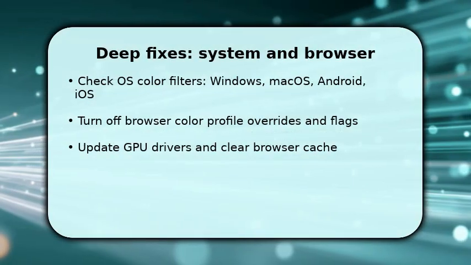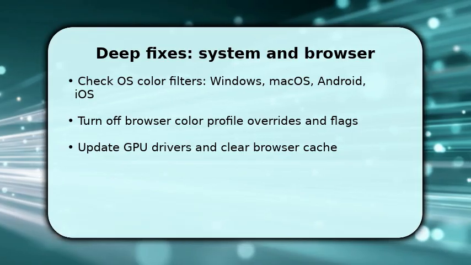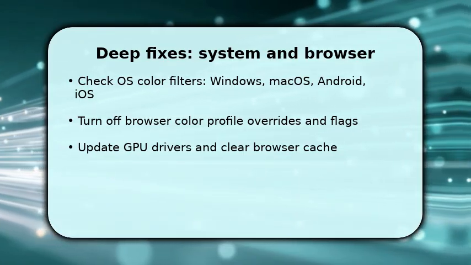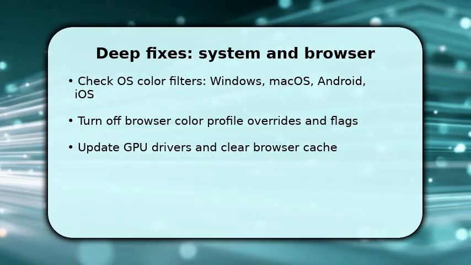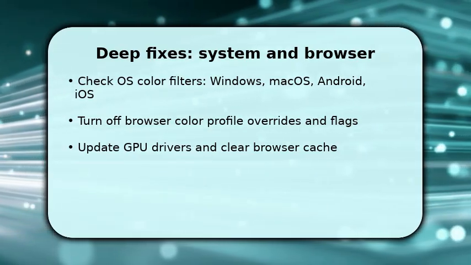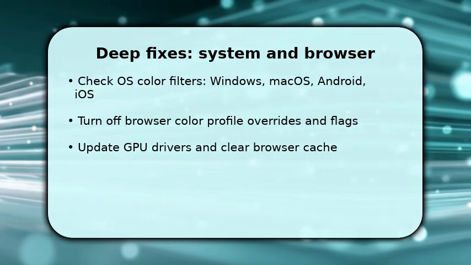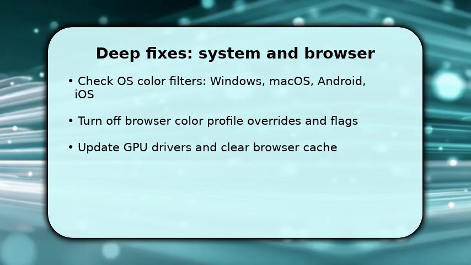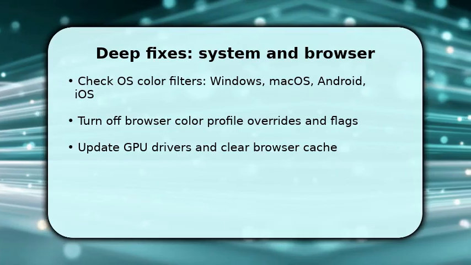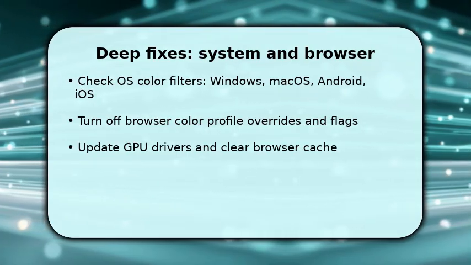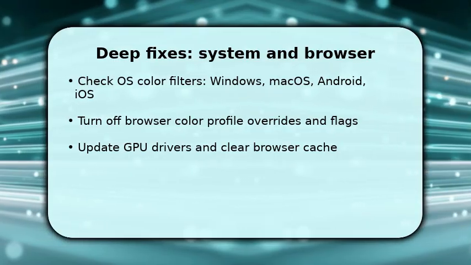Once the quick checks point to a deeper problem, inspect OS-level filters. Turn off Windows color filters, Mac OS invert colors or accessibility display, and Android/iOS color inversion. Make sure the browser isn't forcing a color profile or experimental flag. Reset Chrome //flags, or equivalent to default. Update your GPU drivers, clear cache and site data, and temporarily disable hardware acceleration to see if rendering changes. These steps correct low-level color handling.